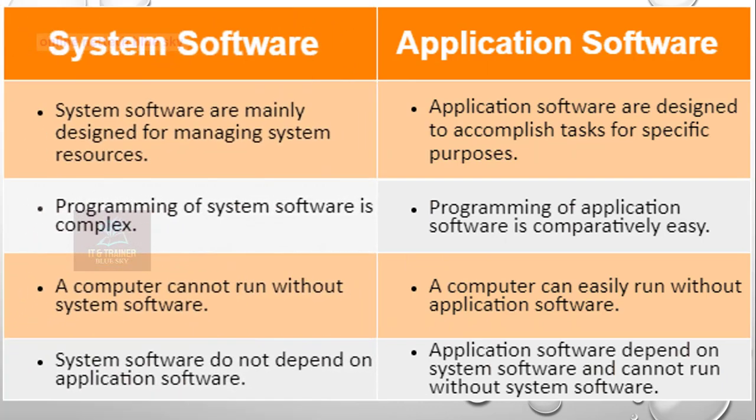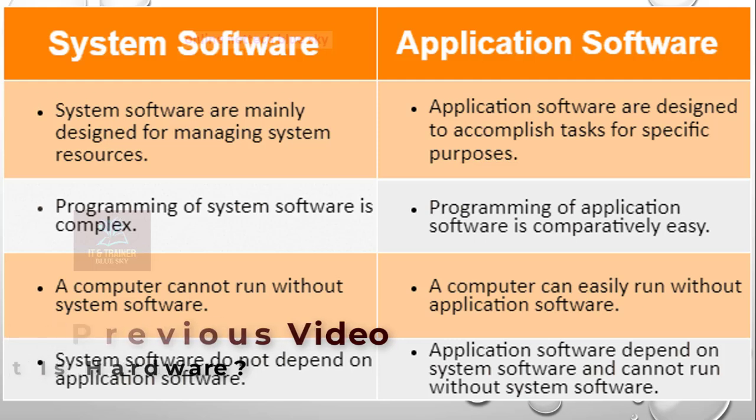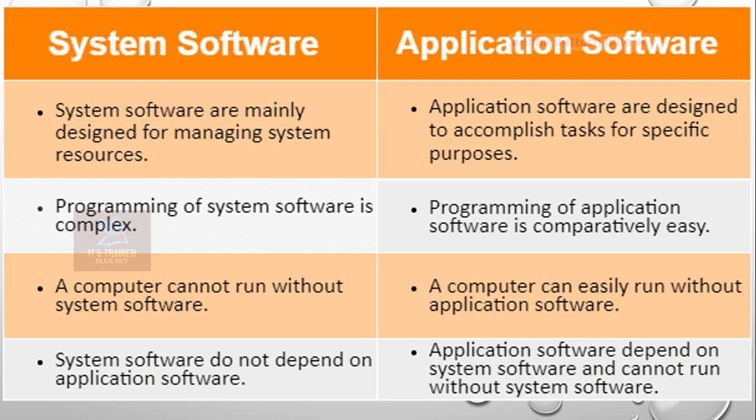So what is system software? System software is mainly designed for managing system resources. It is created for managing the computer system, and it is very important. Just like Android on a mobile, or Windows 7, Windows 8, Windows 10, it is a type of system software.